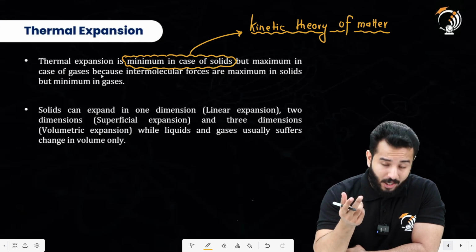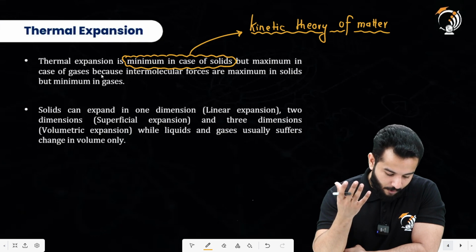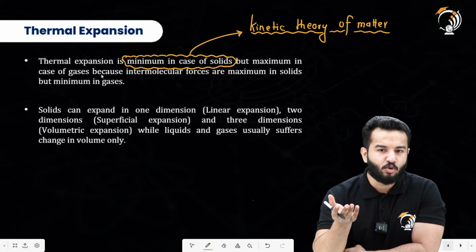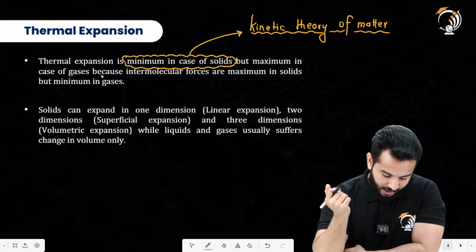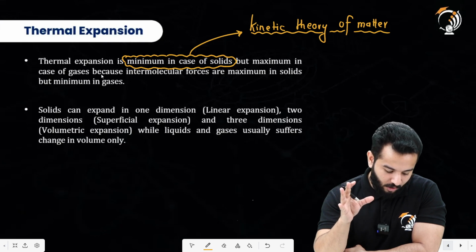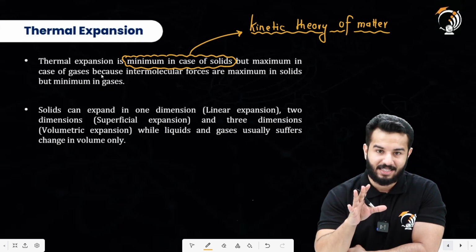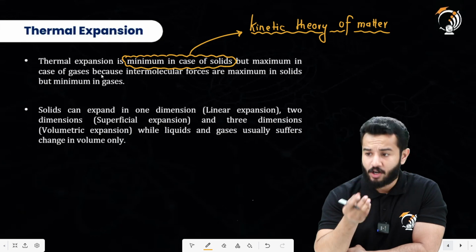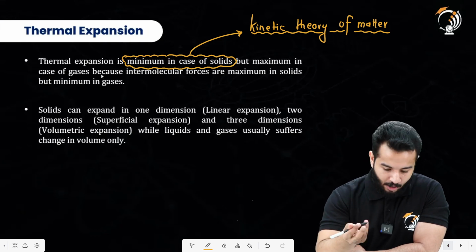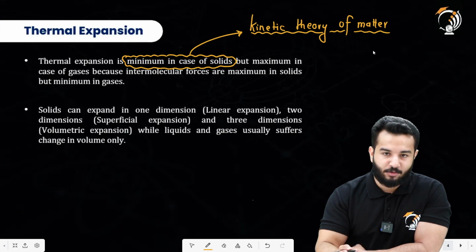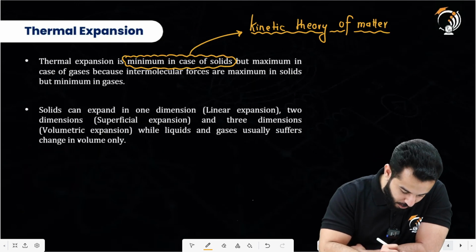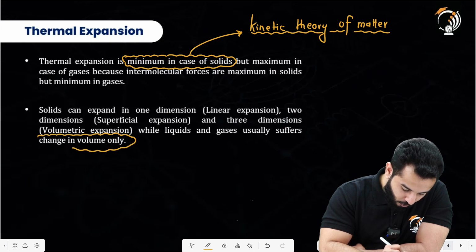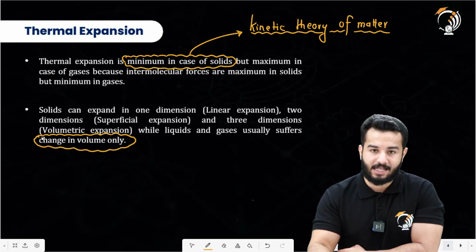Solids can expand in one dimension, that is linear expansion; in two dimensions, well, you can use the word superficial because it is given in your textbook; and in three dimensions, that is volumetric expansion, while liquids and gases usually suffer a change in volume only. Please understand this point. For a solid body, all three types of expansion are possible. But for a gaseous body, only volumetric expansion is possible, for gases as well as liquids, right?